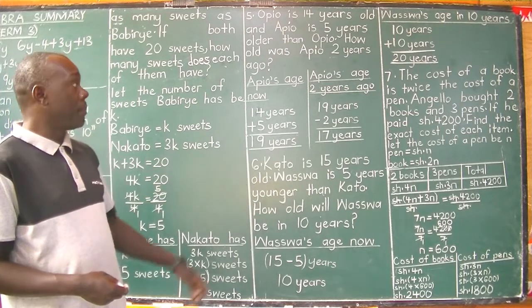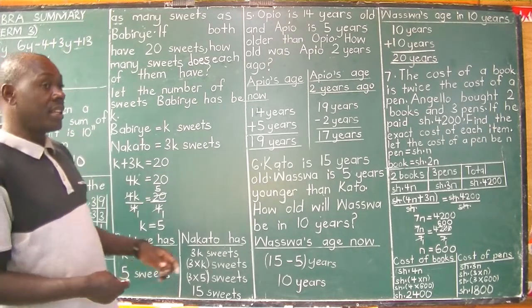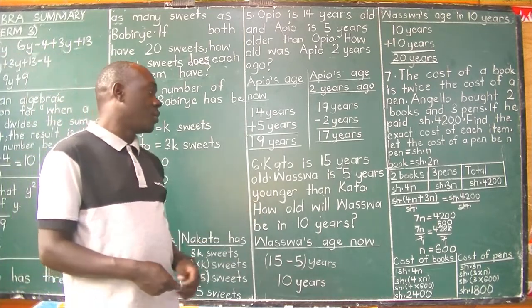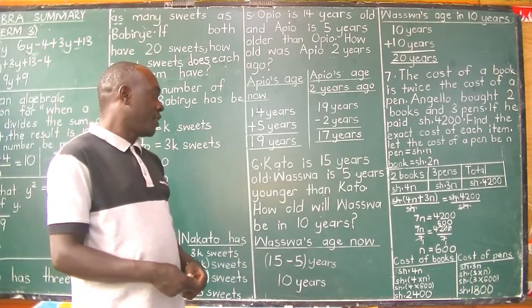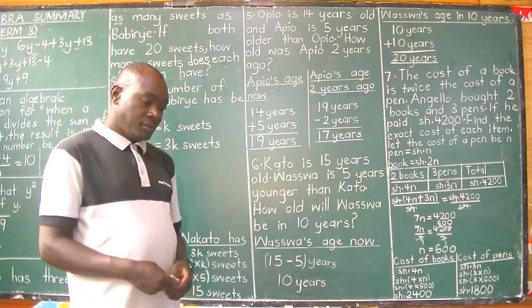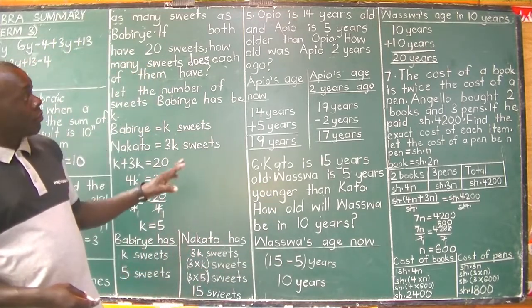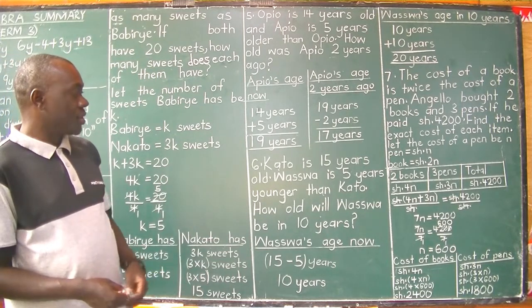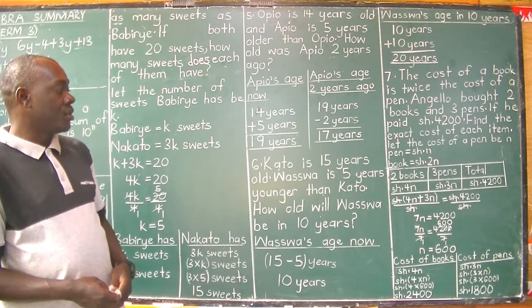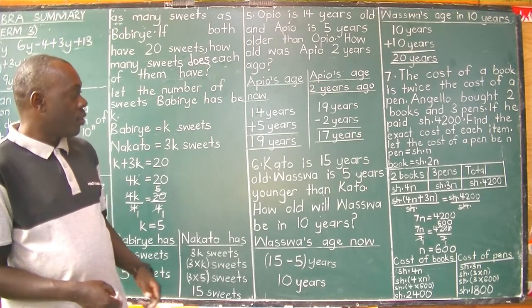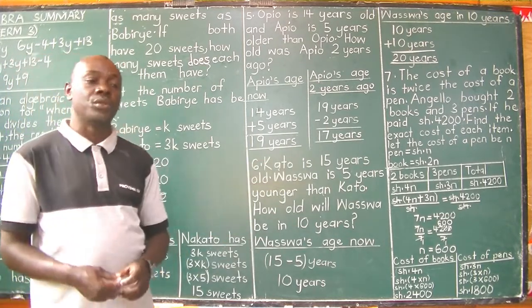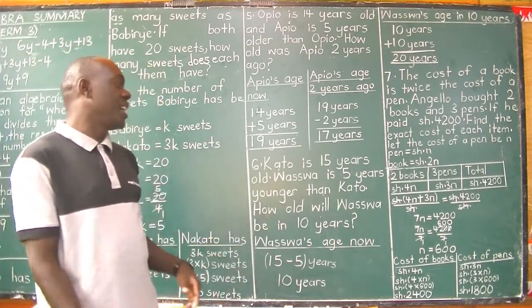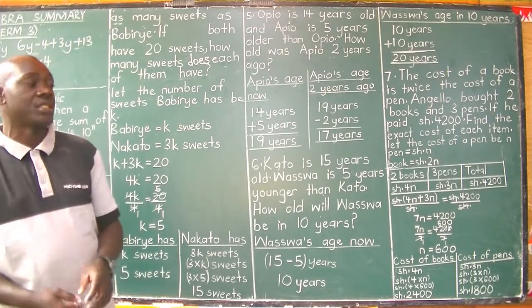As we look at example number 6 today, example number 6 reads, Kato is 15 years old. Waswa is 5 years younger than Kato. So it almost rhymes with number 5 because Waswa's age is also denied to us. So Kato is 15 years old. That is Kato's age. Then Waswa is 5 years younger than Kato, who is 15 years.